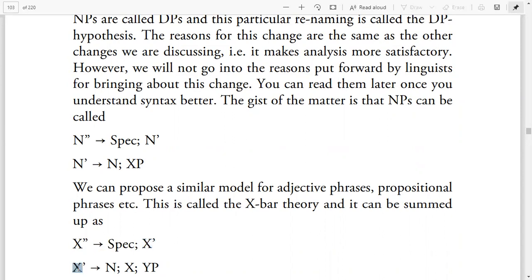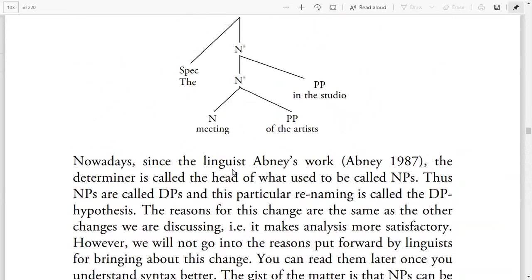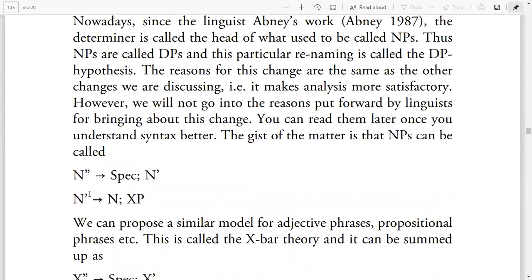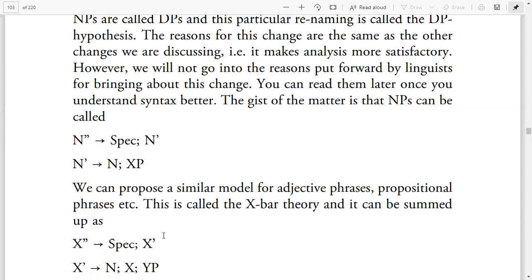So what is X bar? X bar can be a noun. It can be a verb, right? It can also contain any phrase, like we discussed in the case of the noun as well. So this is a kind of formula, and it can be applied to verb phrase, adjective phrase, adverb phrase, prepositional phrase, etc. This is called the X-bar theory.